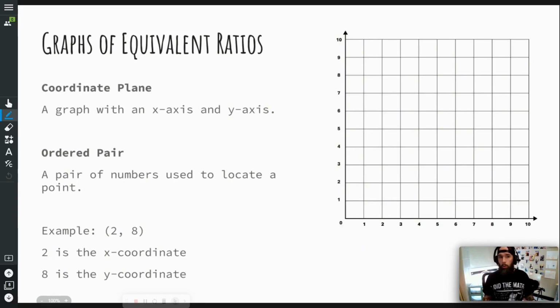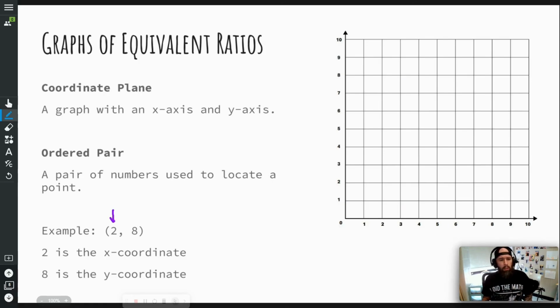Okay? Now, what we're talking about today is graphs of equivalent ratios. So you should be looking at that thing and saying, I know how to do that. I learned that in 5th grade. That's a coordinate plane or a coordinate grid, depending on what teacher I had. That's the x-axis. That's the y-axis. And if I were to ask you to graph an ordered pair, you're going to say, I know what to do.